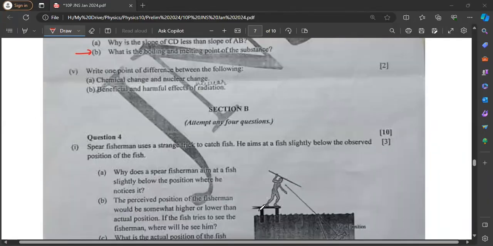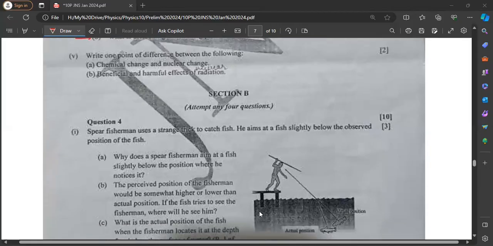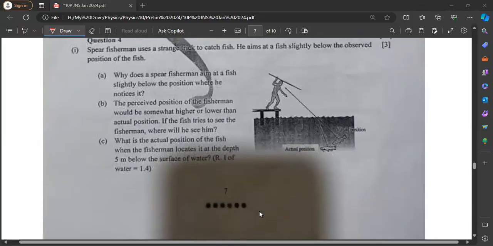Now over here, give one point of difference between the following: chemical change and nuclear change. This is a very theory question. In chemical change, there is a transfer or sharing of electrons. Nuclear change is when there is emission of alpha, beta, gamma radiations. Next, a beneficial and a harmful effect of nuclear radiations. Beneficial, you can say any of the medicinal uses, and the harmful effect is they cause damage to human tissue and cause cancer. These things can be mentioned.